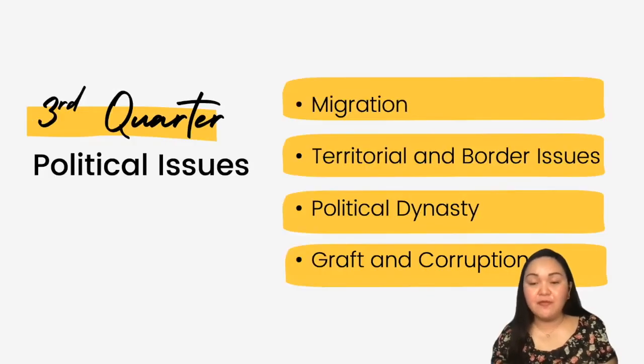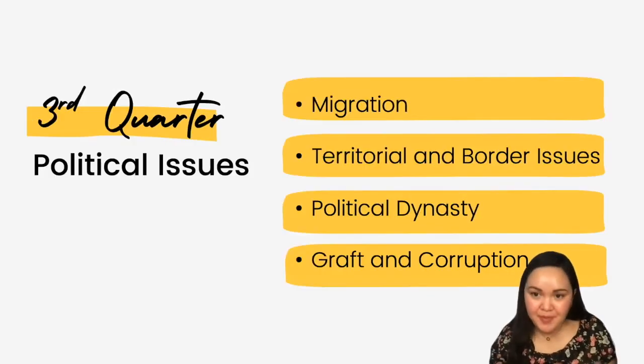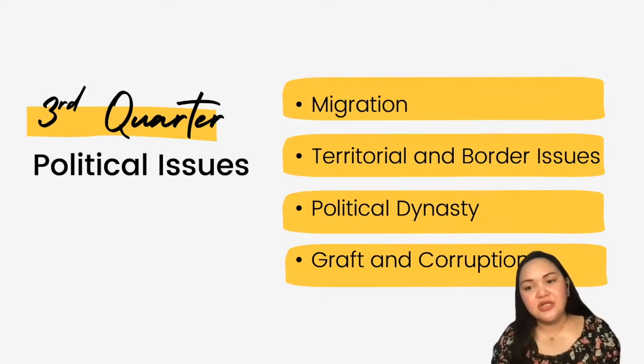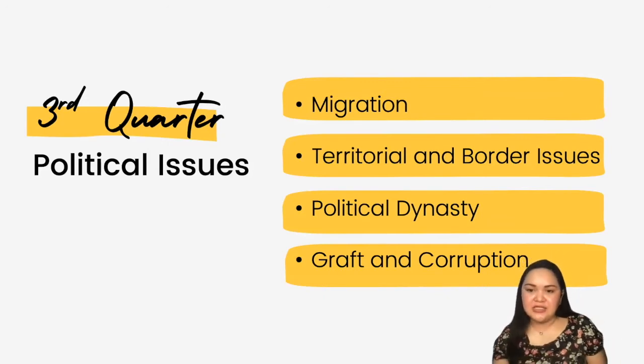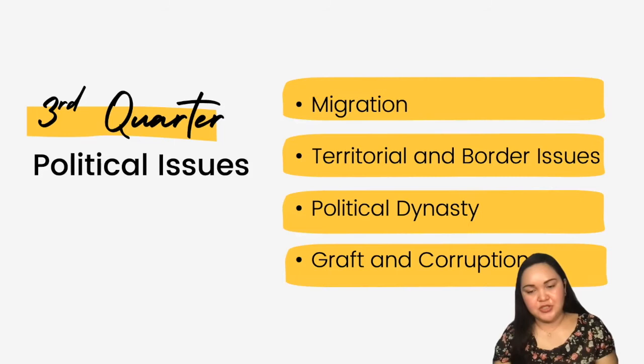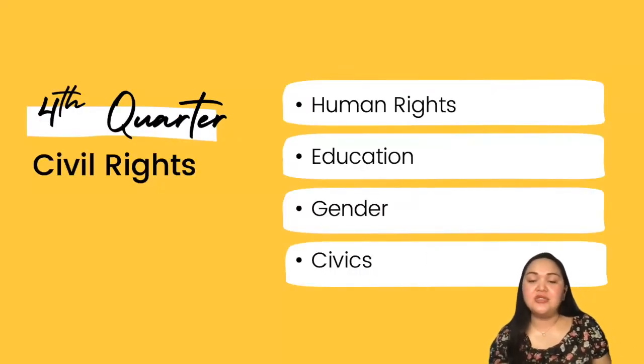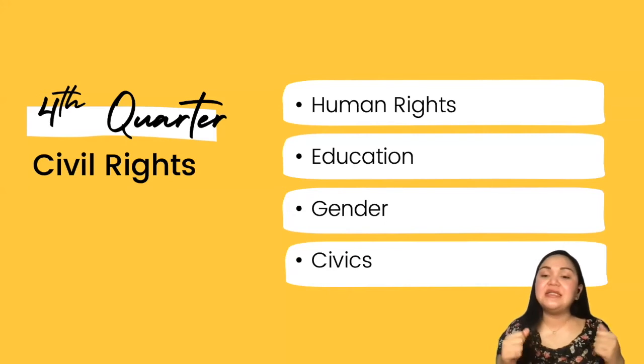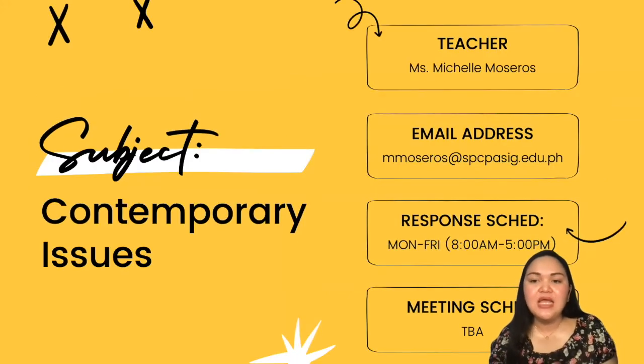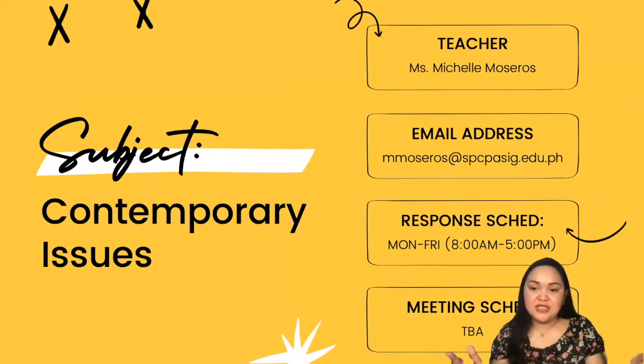development. For the third quarter, that would be migration, territorial and border issues, political dynasties, and of course, graft and corruption. And for the last quarter, we will be discussing civil rights, which would include human rights, education, gender, and civics. Now, these are the other details of the subject.